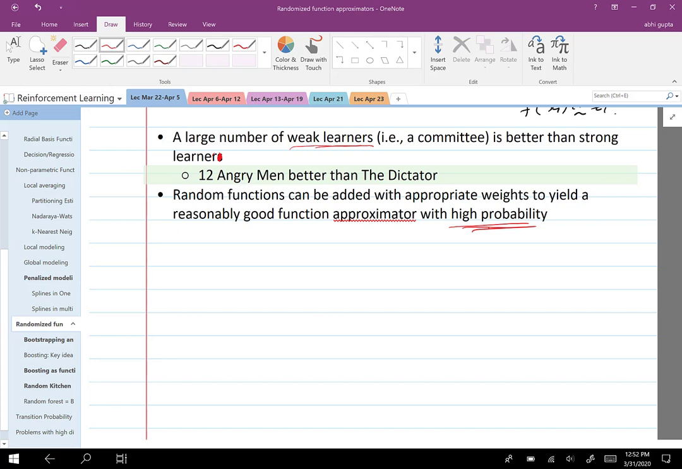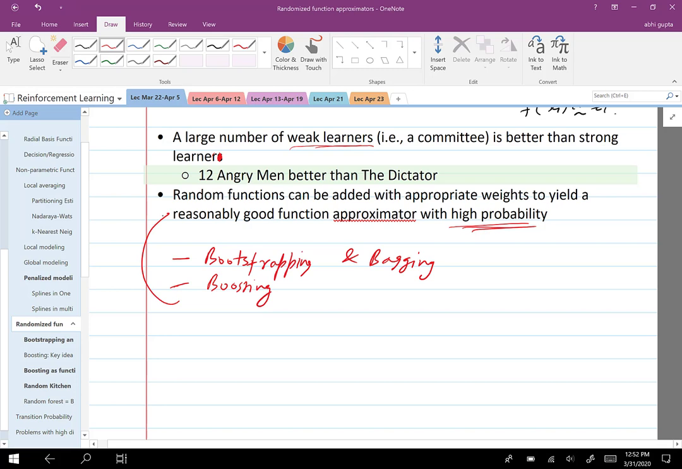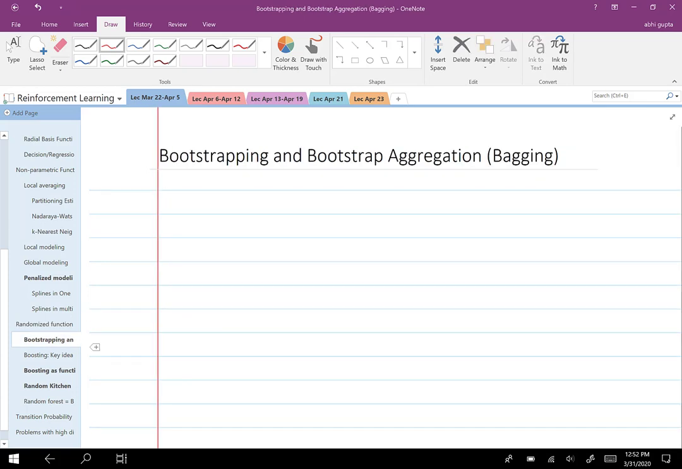The first idea that we are going to talk about is bootstrapping and bagging. The second idea we are going to talk about is boosting. Based on this, we will move on to the third idea, which is random functions and random forest. So let's move on to bootstrapping.